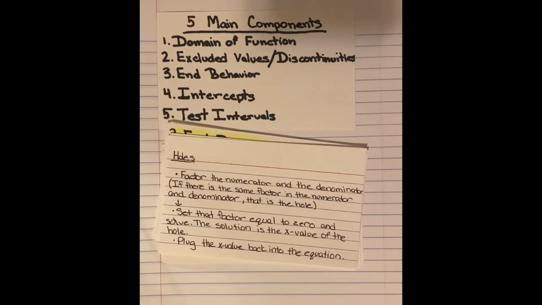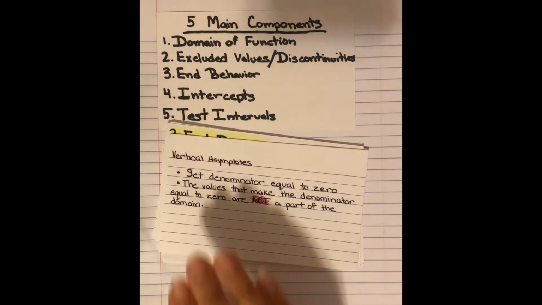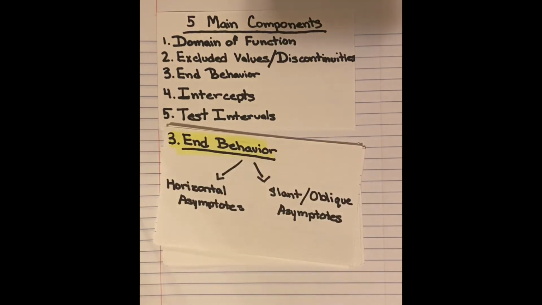hole. Now, if we don't have any holes within our rational function, we'll have vertical asymptotes. So again, to find these vertical asymptotes, similarly to finding the domain of the function, we'll set the denominator equal to 0. And the values that make the denominator equal to 0 are not going to be a part of the domain. So our third component is going to be looking at our end behavior of the rational function.